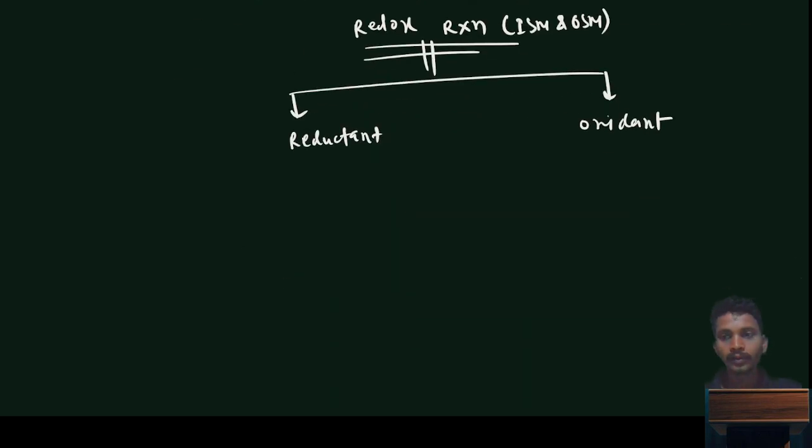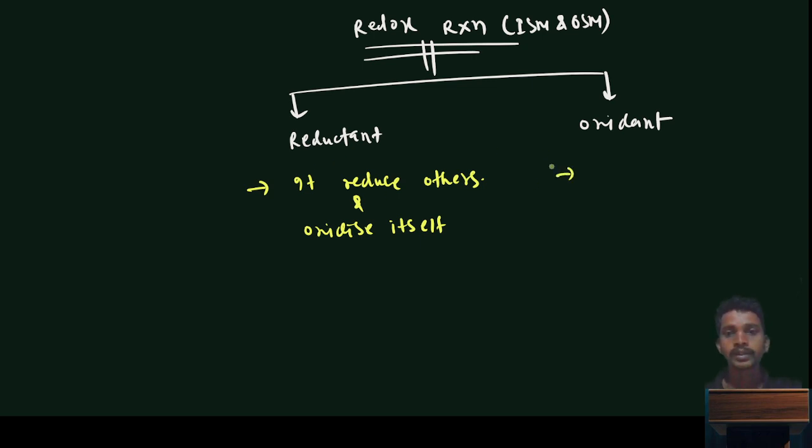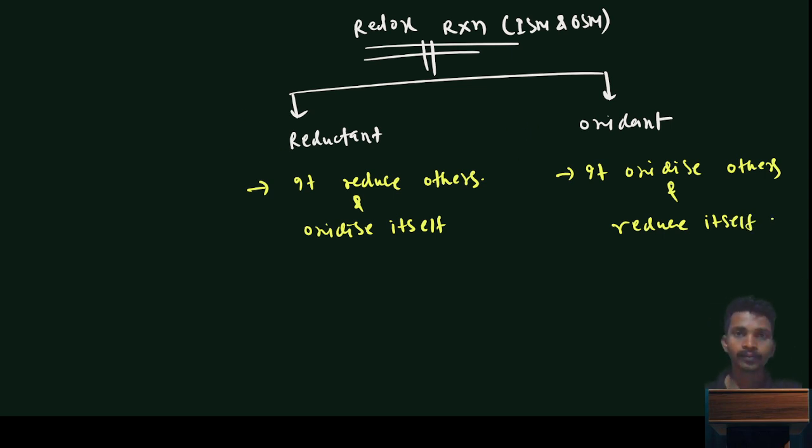So if we know the reductants means it is reducing others and itself it is oxidizing, so it reduces others and oxidizes itself, that is reductants. And for oxidants, it oxidizes others and reduces itself, that is oxidant.